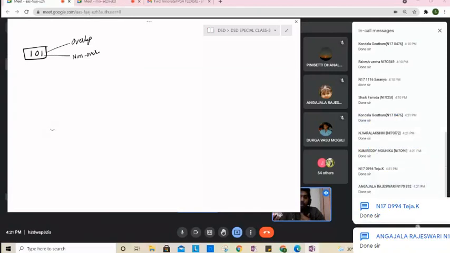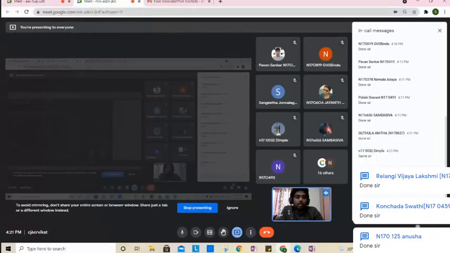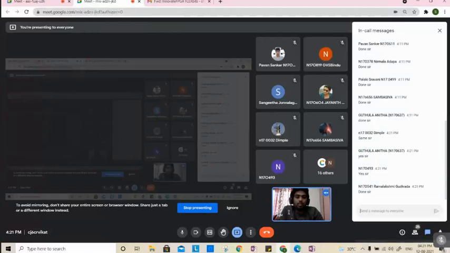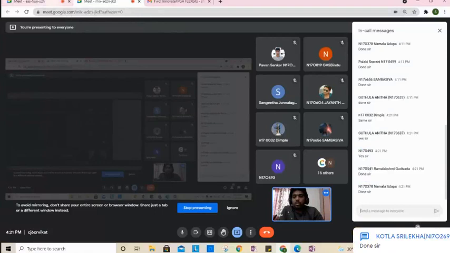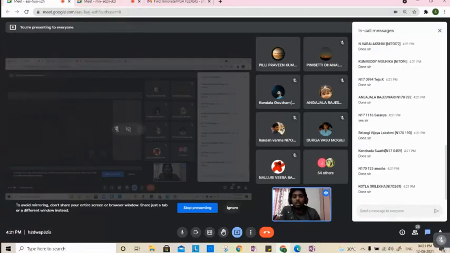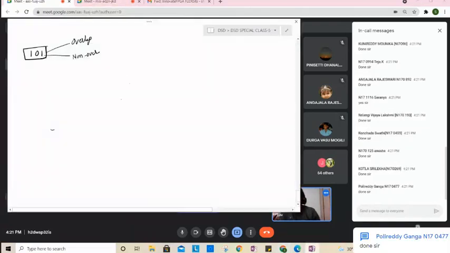Gautam, Lakshmi, Monica, Teja, Rajeshwari, Sharanya. Here it is Anita. So Dimple has done it. And 170439. Ramalakshmi has done it. Srilekha has done it. Anusha has done it. Swati, Vijay Lakshmi. Right. We'll solve it now.